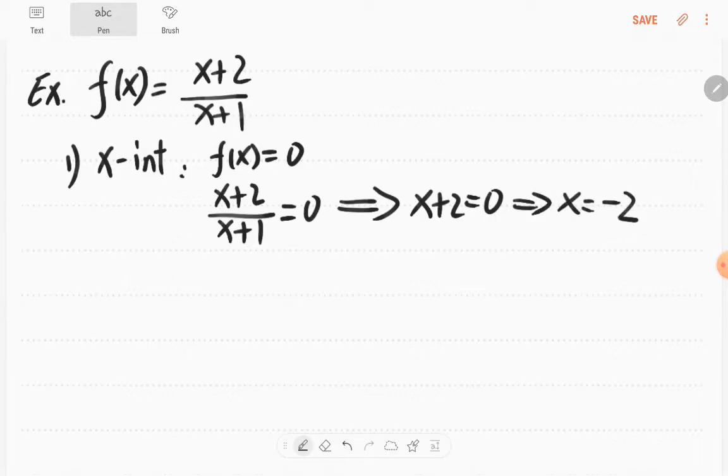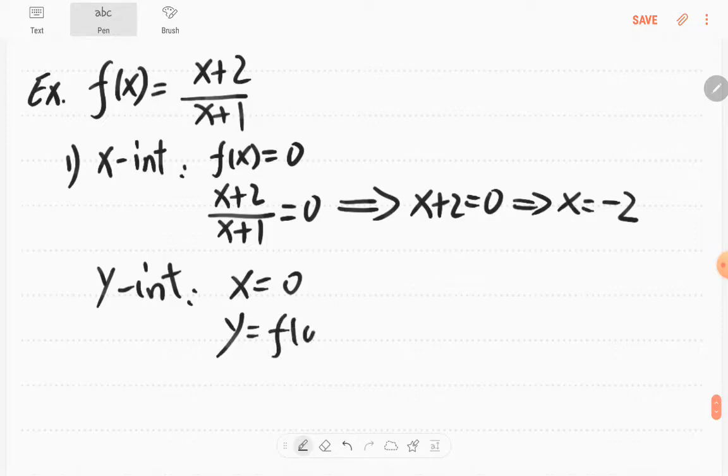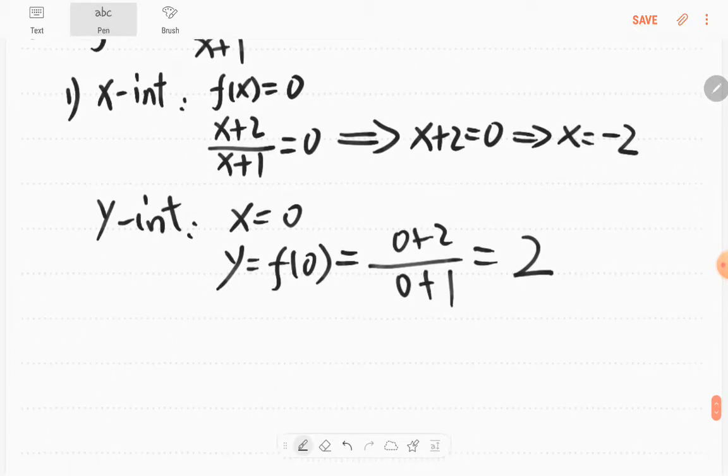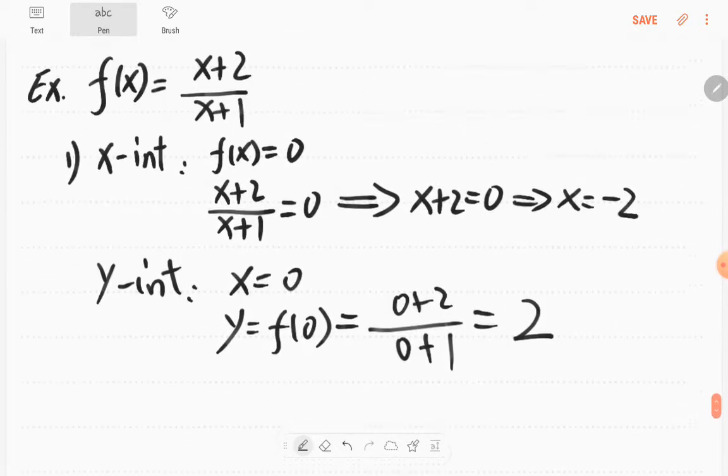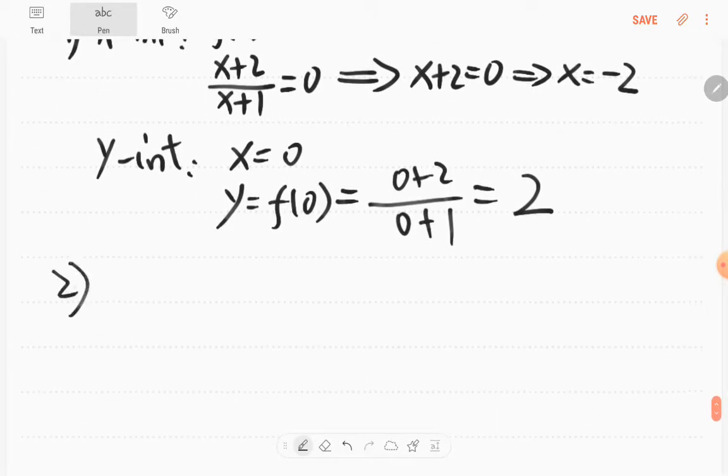That would be the x-intercept. And the y-intercept, you set x equals 0, right? So you will have y equals f of 0, which is 0 plus 2 over 0 plus 1, which is 2. Right? And the second one, domain.